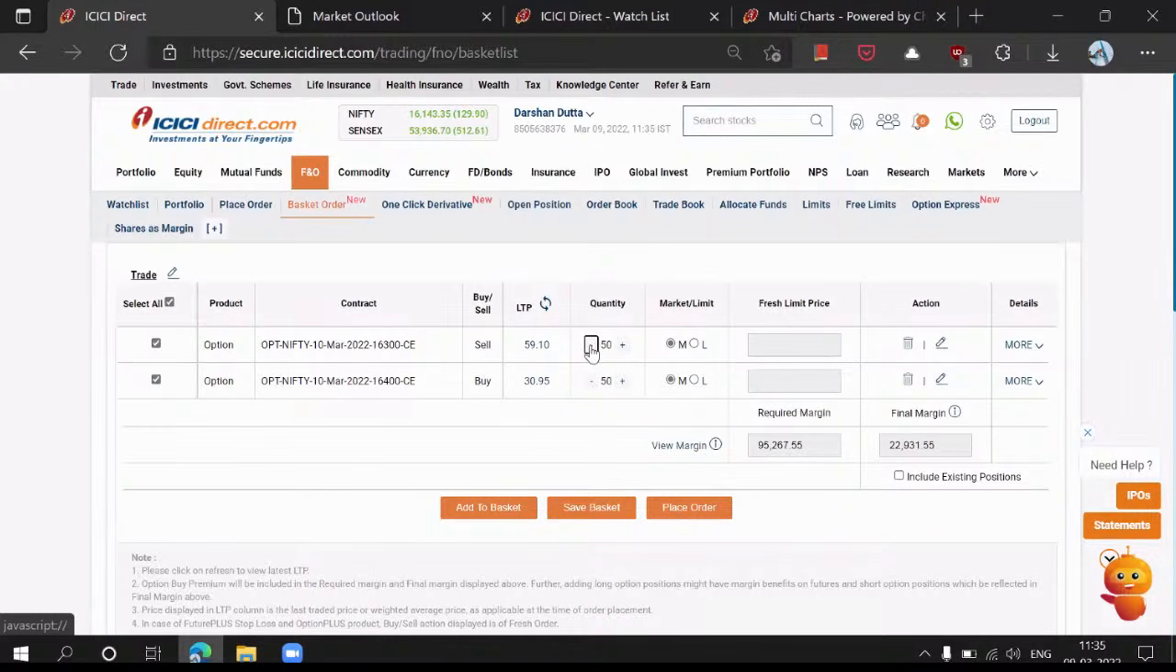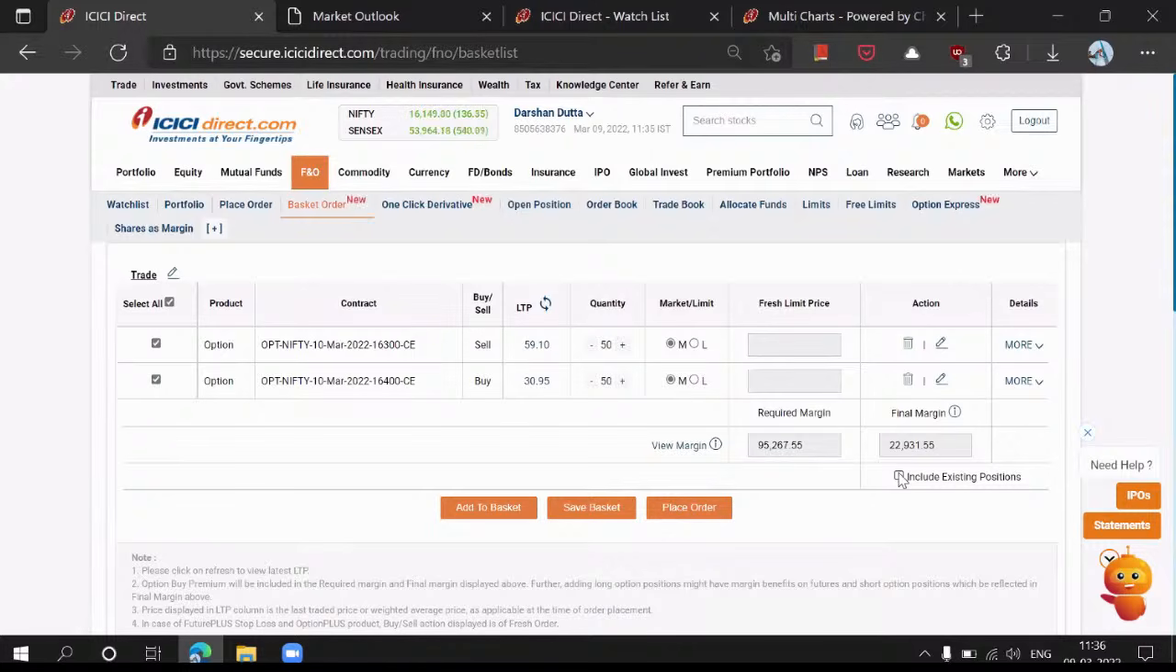I was talking about including the existing positions. So you could just tick mark, Darshan, if you're there on the screen, just tick mark include existing positions. So if you have any existing positions, those are also included in that.